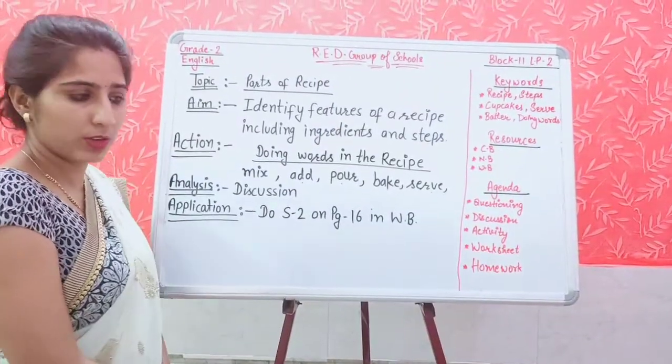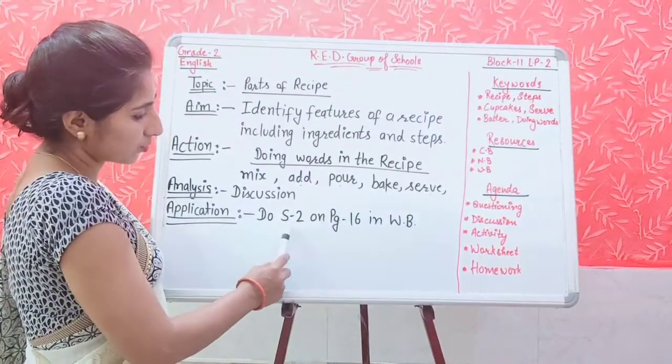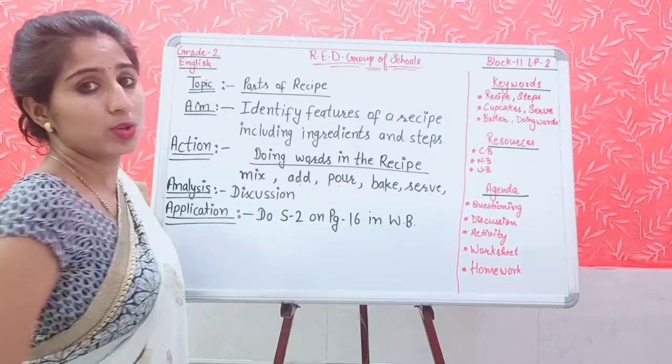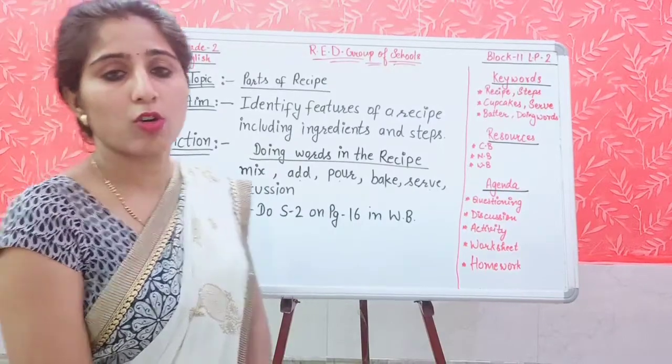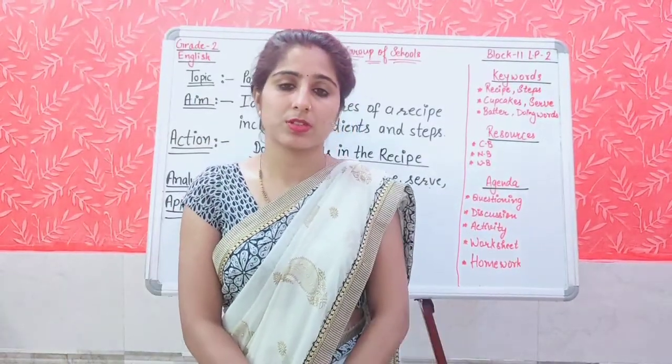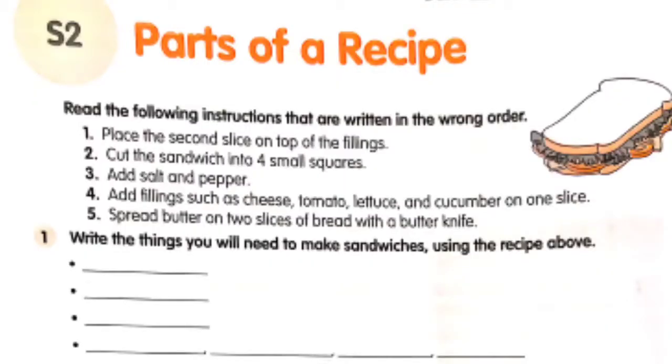So now it is time for application. You will do S2 on page number 16 in workbook. You have to complete this in 10 minutes. Yes students, now open your workbook, page number 16, S1, parts of a recipe. Read the following instructions that are written in the wrong order. Means here some instructions are given to make a recipe, and these are given in wrong sequence and you have to put it in correct order.